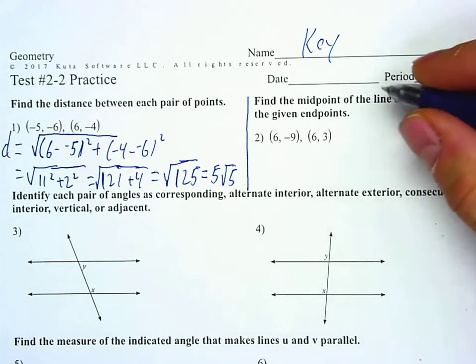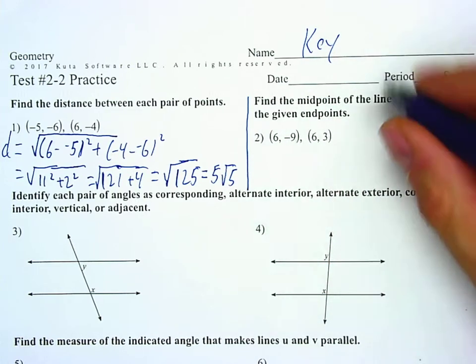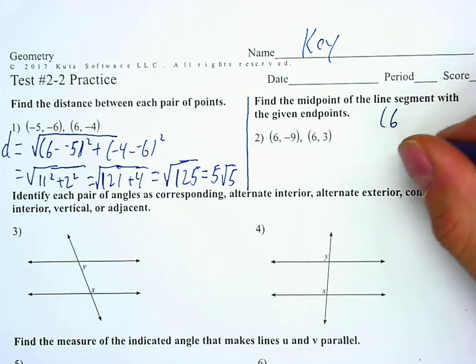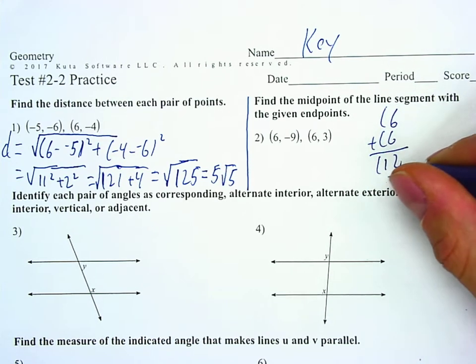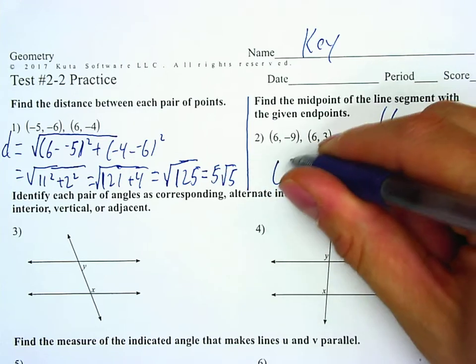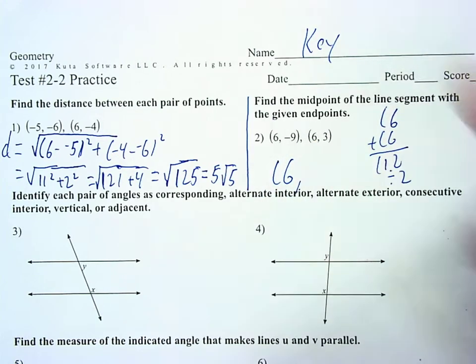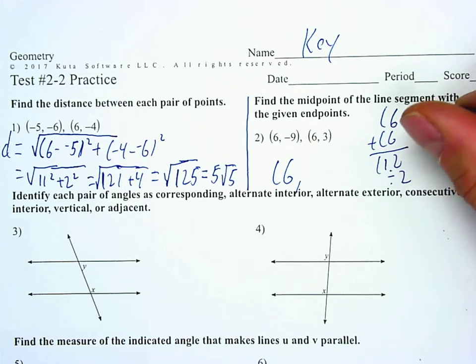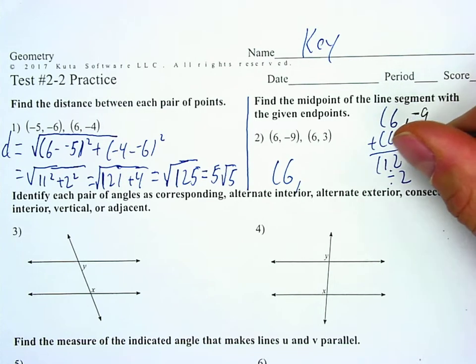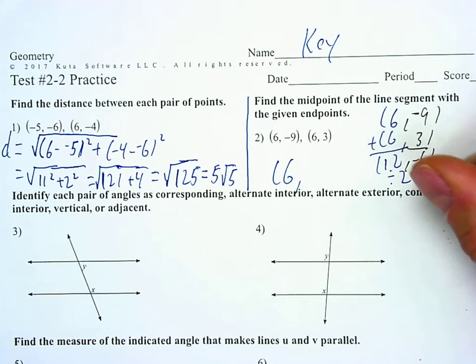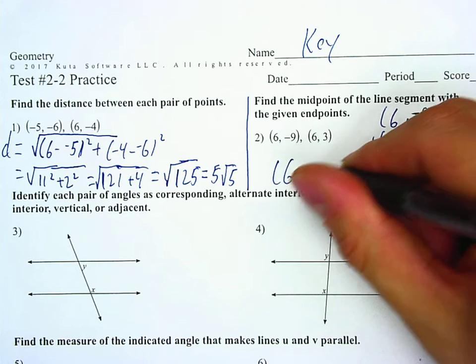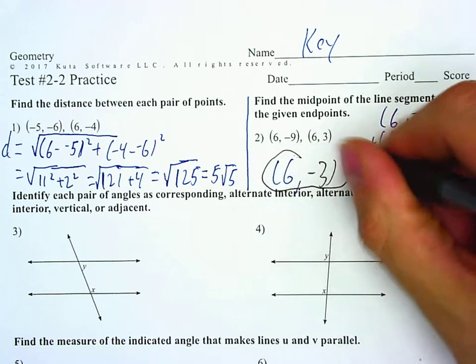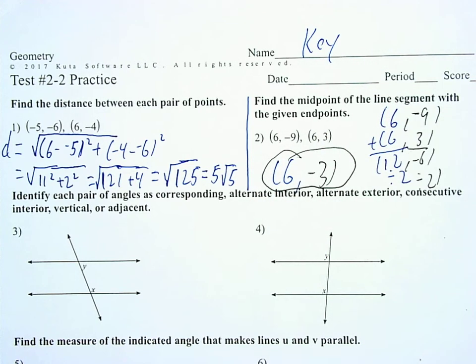Next question, find the midpoint. So here the x's have stayed the same. So the midpoint for the x's, of course, is going to be 6, because if you take 6 plus 6, you get 12, and half of 12 is still 6. For the y values, if you take -9 plus 3, you get -6, and half of -6 is -3. So my midpoint is 6, -3. Again, you add the x's, divide by 2, and then you add the y's, divide by 2.